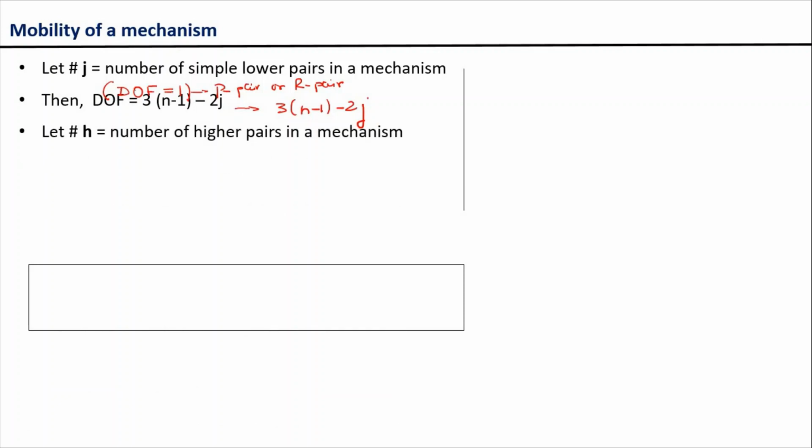Let us again assume that h is equal to the number of higher pairs in a mechanism. As we just saw in the previous sessions, a higher pair allows 2 degrees of freedom and arrests 1 degree of freedom. So if each higher pair is restricting 1 degree of freedom and h is the total number of higher pairs in the mechanism, the resultant degree of freedom will become equal to 3(n minus 1) minus 2j minus h. This equation is popularly called the Kutzbach equation.